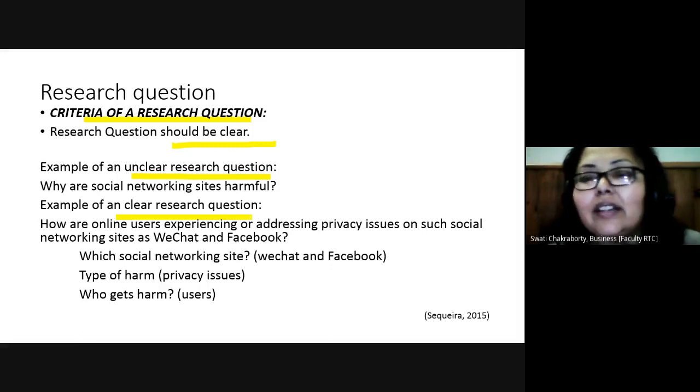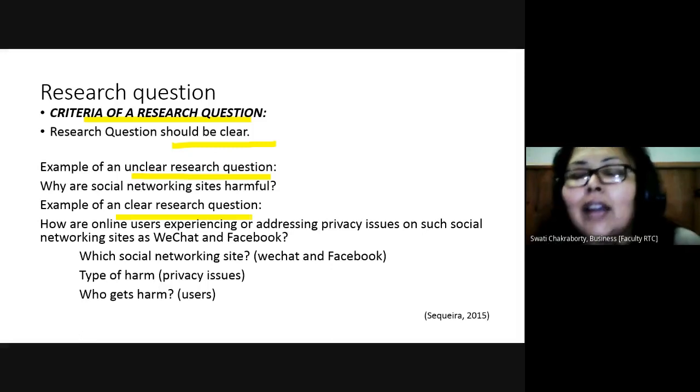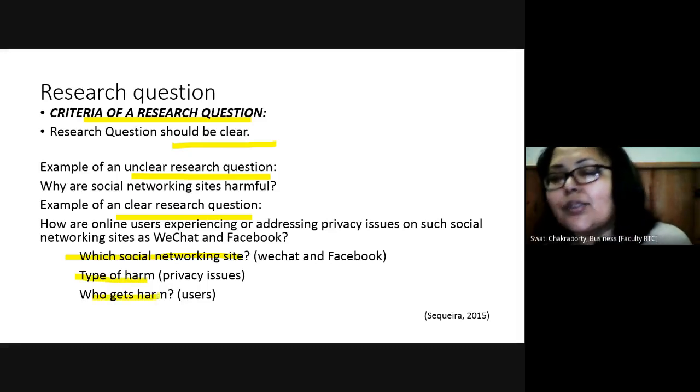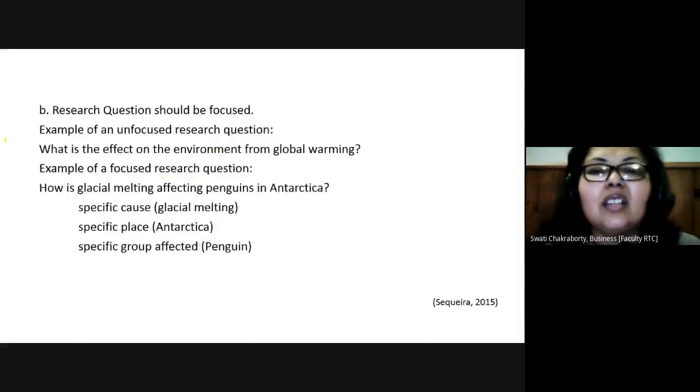But with a clear research question, you can say, how are online users experiencing or addressing privacy issues on such social network sites as WeChat and Facebook? So which social network site? WeChat, Facebook. Type of harm is privacy issues. Who's getting harmed? Users. So you get the answer yourself. Okay. It should be focused research questions.